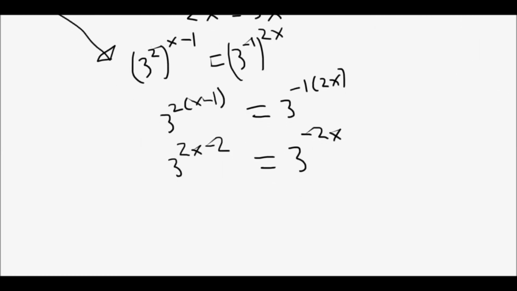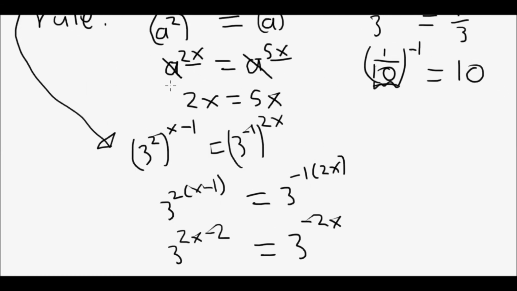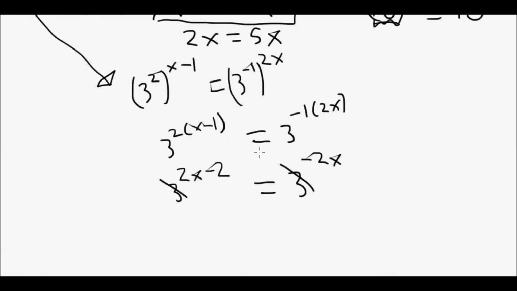So now that we have this, we can use the rule that we learned right here. We can just cancel out the bases, so we're left with the exponents. So we cancel the bases out because they're the exact same and there's no other terms in the equation. And we will be left with 2x minus 2 equals negative 2x.